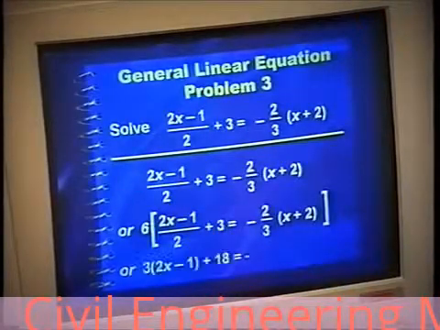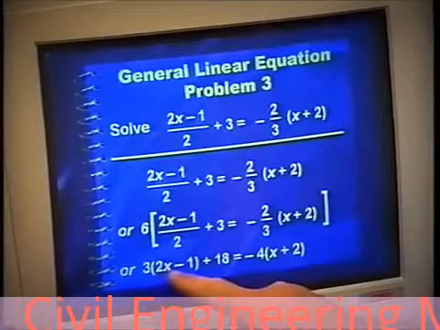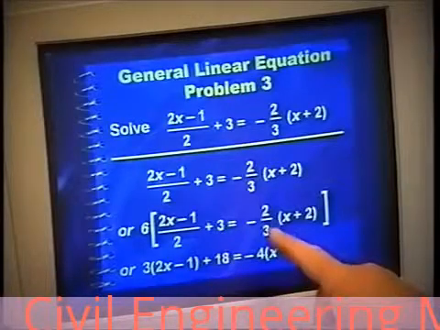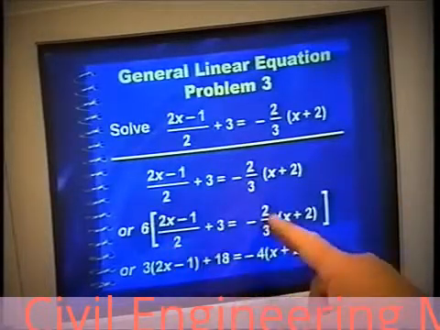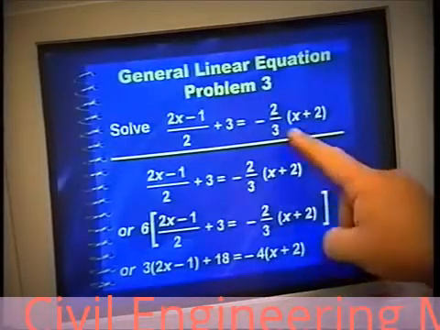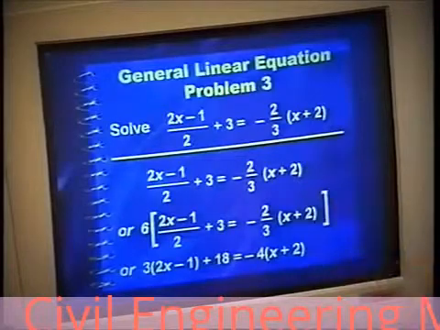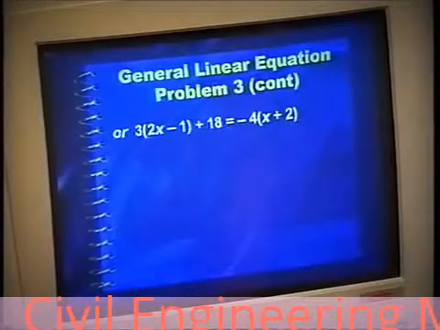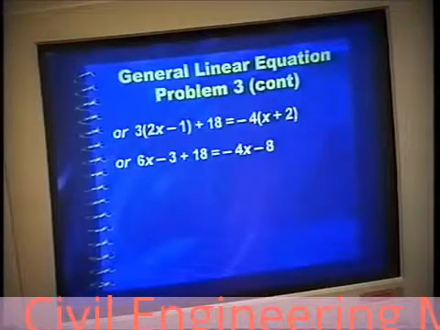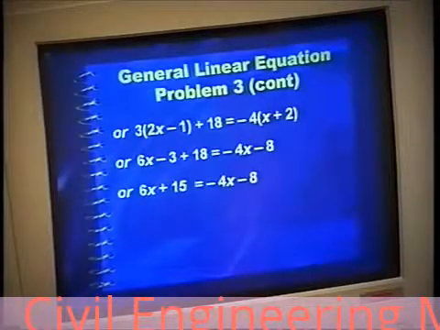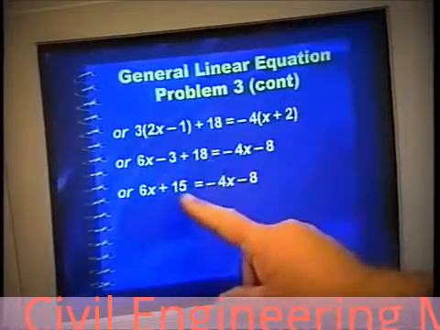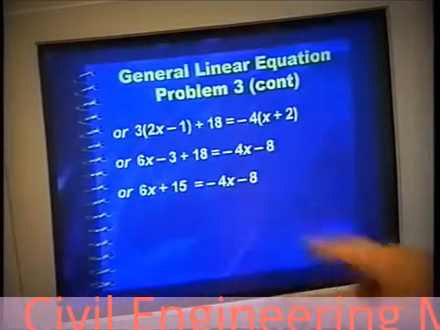If I do that, I will end up with 3 brackets 2x take 1 plus 18, remember it's 6 times 3, equals, and then we get 6 lots of negative 2 on 3. Well, that's negative 4 brackets x plus 2. So I've gotten rid of the fraction signs there, very important. Next screen. I've got the same statements that I had before. Now I get rid of the brackets, multiplying through. Then I have to collect the terms because I've got 6x take 3 plus 18. That can be combined into plus 15.